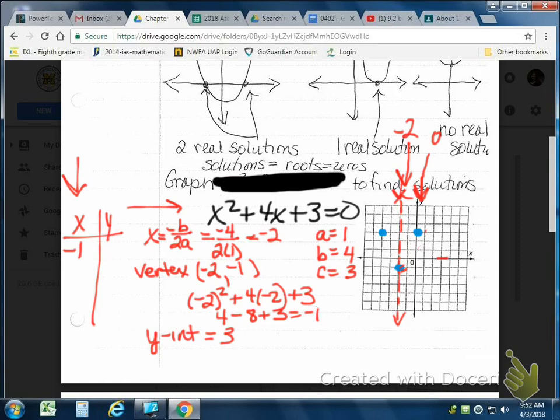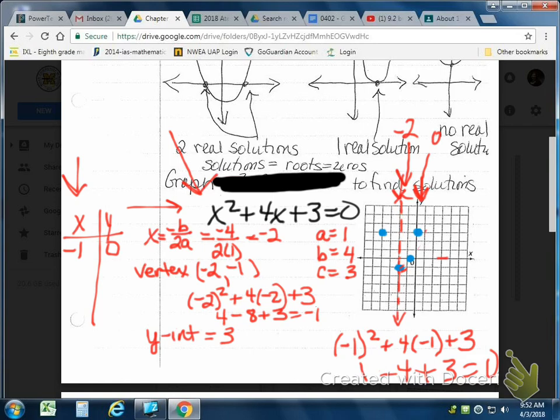So if I put -1, I've got to put it into this equation. I'm going to do it down here. So it's going to be -1 squared plus 4 times -1 plus 3. -1 squared, -1 times -1 is 1. 4 times -1 is -4 plus 3. What is that? 0. We lucked out because that means that I've got a point right here.